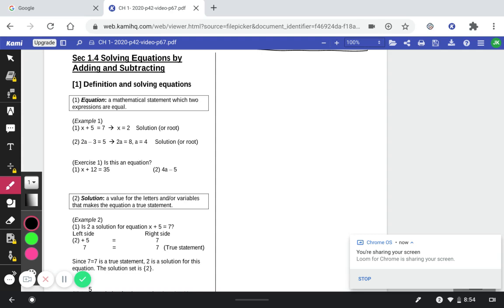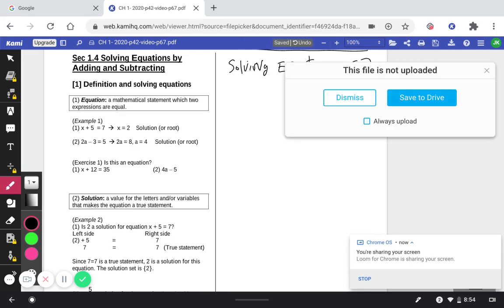Hello everybody. This video is about solving equations by adding and subtracting. Solving an equation means you actually get a value of, like, x, and when you have something with the equal sign. Without the equal sign, it's not an equation.